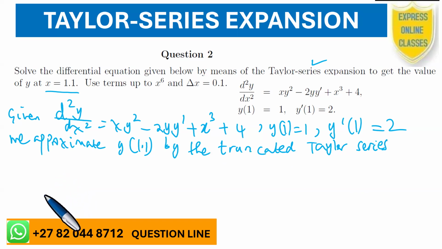What then is the truncated Taylor series? How do we deal with the Taylor series? There are two things we need to take into account with the truncated Taylor series, but we do these up to x to the 6th power. Now, what is all this? It means that whenever we have a y of x, it is in general y at 0.